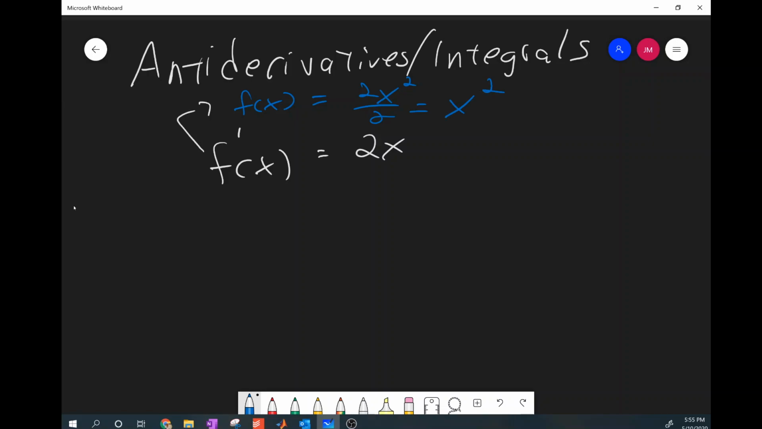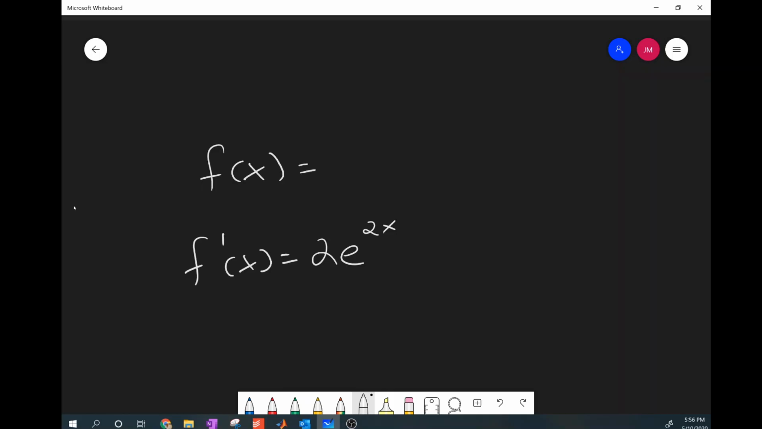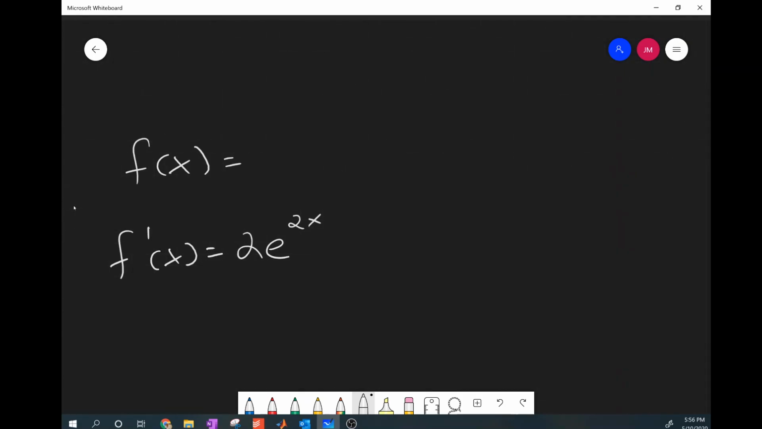So that's what we're going to be looking at now, but this time with exponential functions. So suppose I was given that the derivative of f of x equals 2e to the 2x. Suppose I wanted to find then, well, what does the f of x have to be? Well, let's take a look at how f of x functions are modeled when we take their derivative.